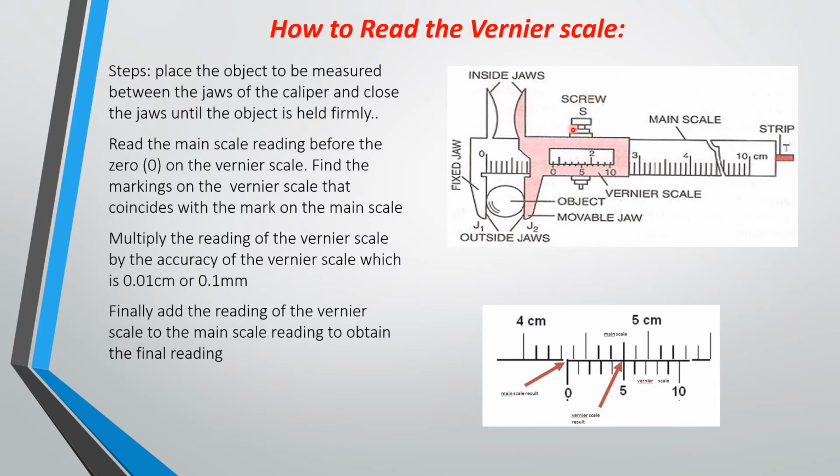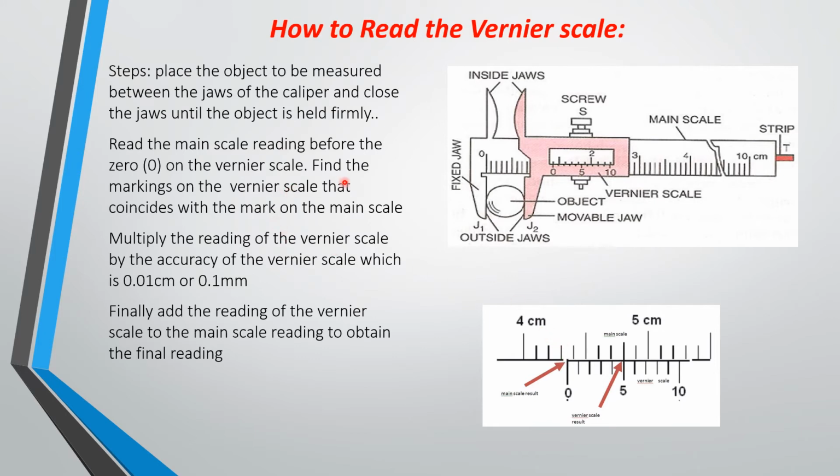Then use your screw to secure the Vernier scale so that the scale does not move. The next thing you do is read the main scale reading before the zero on the Vernier scale. This is your main scale reading. The zero is from this side, so you take the reading. Like in this place, this is 4 centimeters, so this should be 4.1, 4.2, 4.3. So the main scale reading should be 4.3.